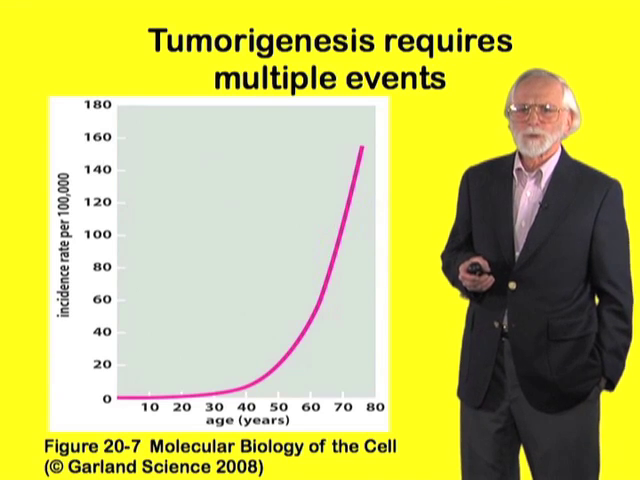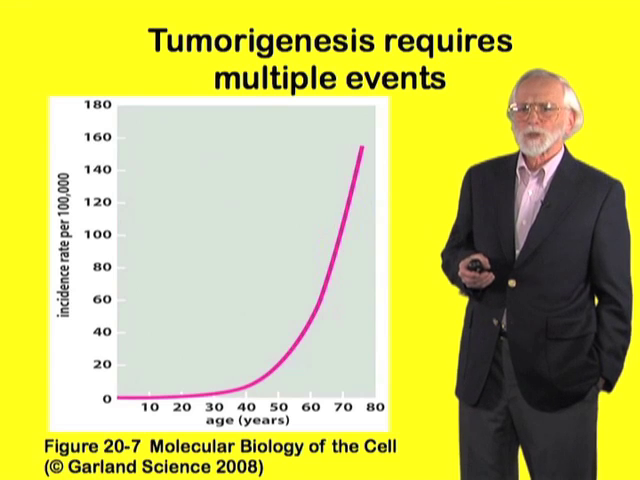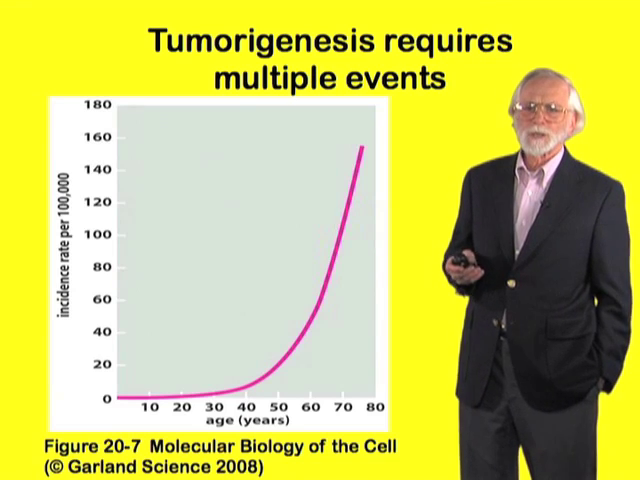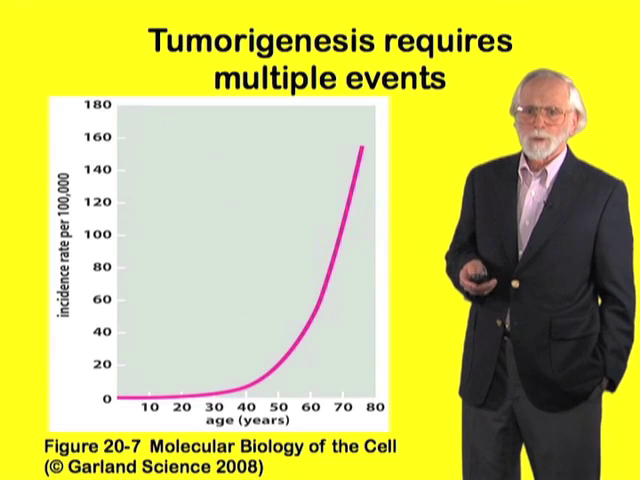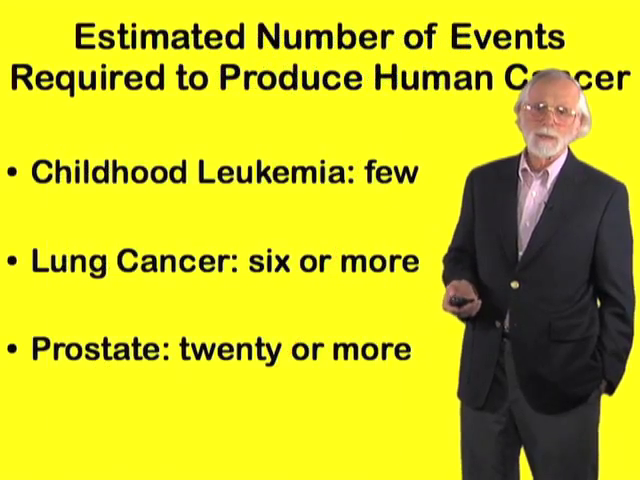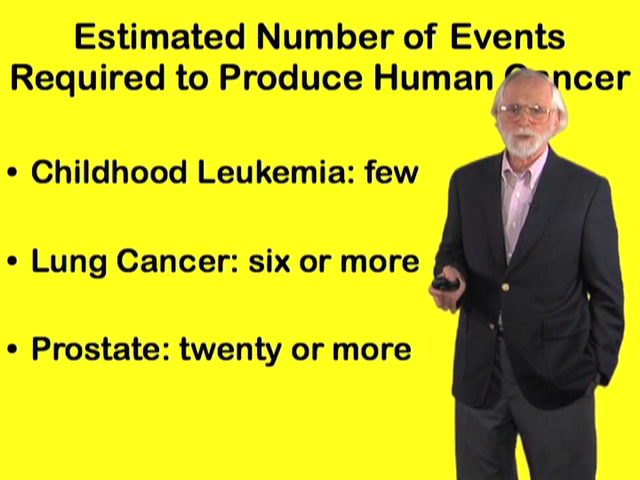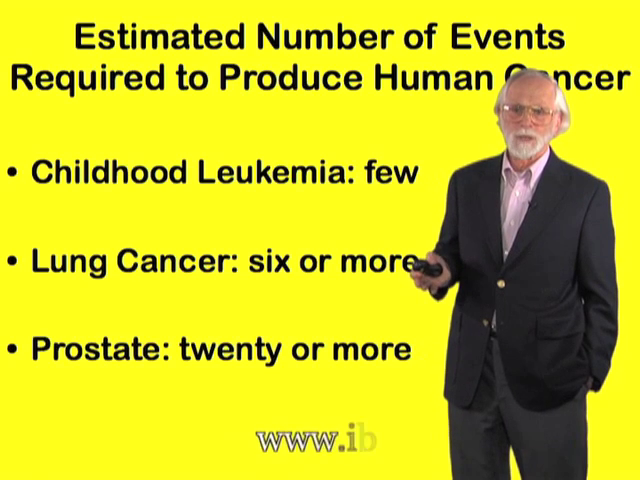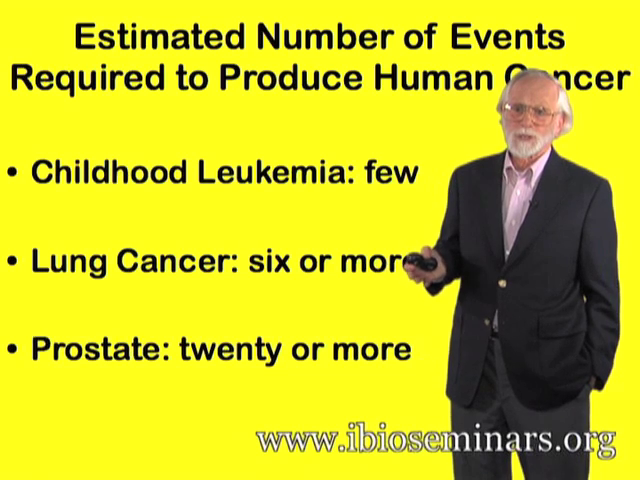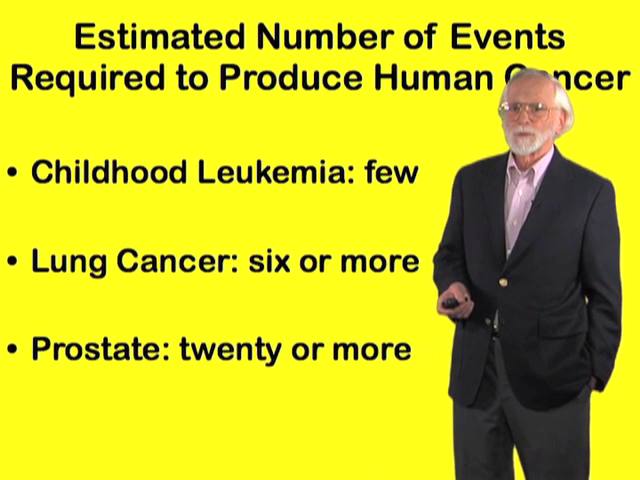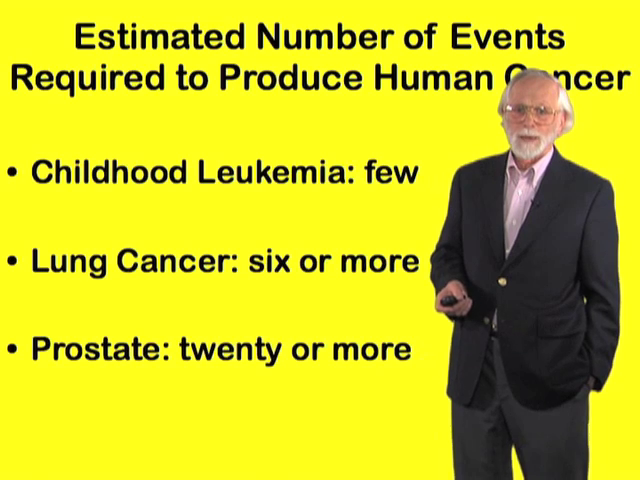Now, how many of these adverse events are required to produce a malignant cell? Epidemiologists were among the first to approach this problem, and by simply charting the incidence of a particular tumor against age, they reached the conclusion that multiple events were required, and by mathematical analysis of the data, they could assign a rough approximation of the number of events required to give rise to certain cancers. For example, childhood leukemia, only a few events were required, which is probably the reason that these diseases occur in children. Lung cancer, 6 or more, and prostate, which we commonly associate with the late middle age and elderly, may involve 20 or more discrete events.